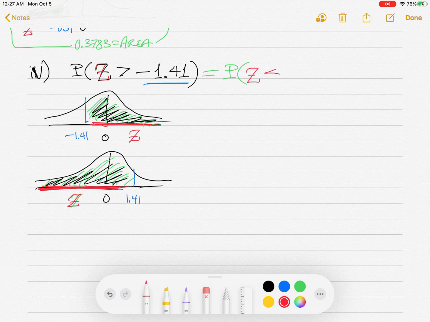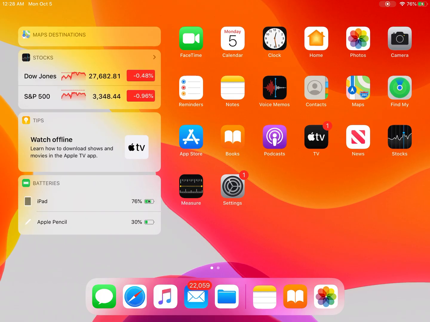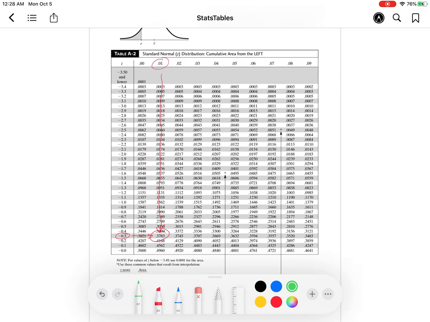So how do we write that? That's the probability of z smaller than 1.41. Literally, if you look at the pure symbols, I've flipped the inequality and changed the sign from a negative to a positive. So now that I'm dealing with z to the left of a positive 1.41, I can just look up 1.41 in my table and find the area to the left of 1.41. So let's look it up.